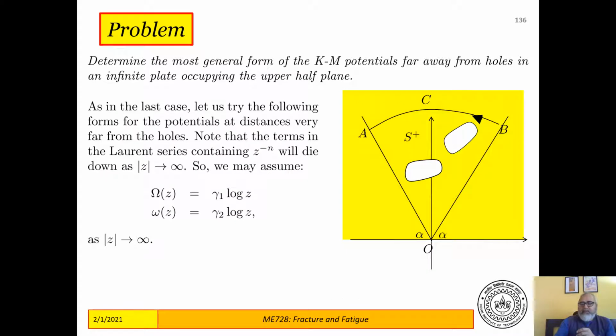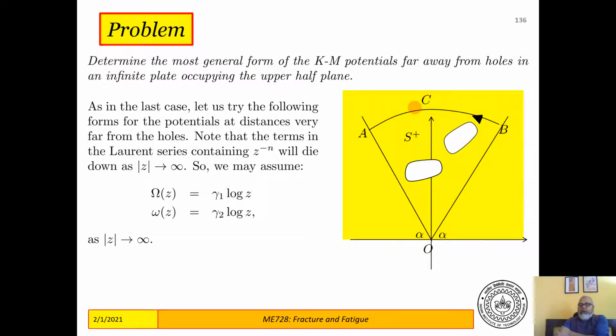And that is the case of a half plane. So we want to determine the most general form of the solution very far away from these holes. This half plane has holes. So now this is a half plane problem. This side doesn't exist. So on the half plane problem, we have taken a contour that is very far away from these holes, and we want to figure out what this function is going to be.